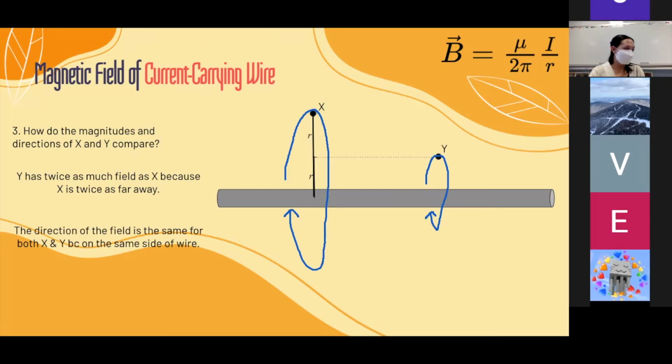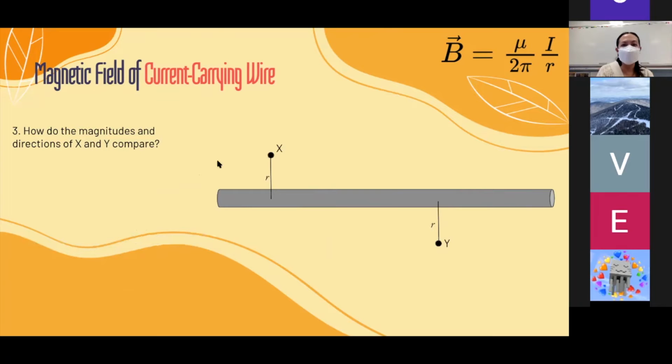Now, we're going to totally do the new right-hand rule in just a second, but a shortcut here is if you have two things on the same side of the wire, these will have the same direction of field. It's going to be a little funky to get this direction though. Technically, this is called the out of the page direction. We will get there. All right, how about we try one more? What about how do the magnitudes of X and Y compare?